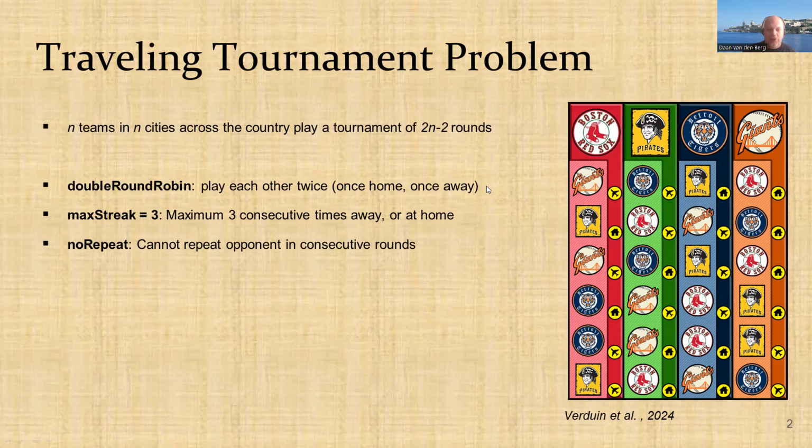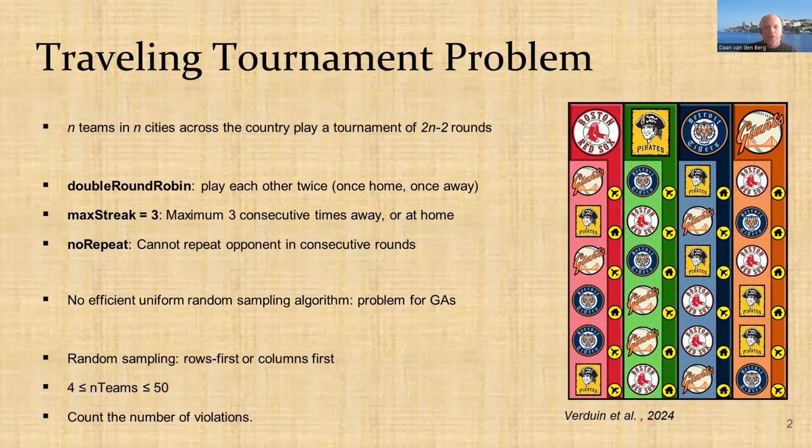Then there's the max streak constraint, and that says that you can at most play 3 times in a row away or at home. And then there's the no repeat constraint, and that means you cannot play the exact opponent in consecutive rounds. And as you might have seen by now, there are some constraint violations in this schedule, but that is exactly the idea that we want to convey.